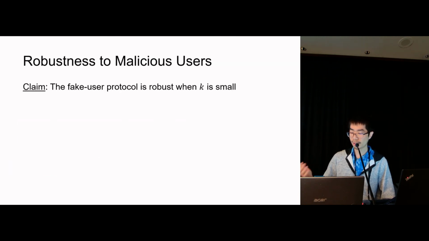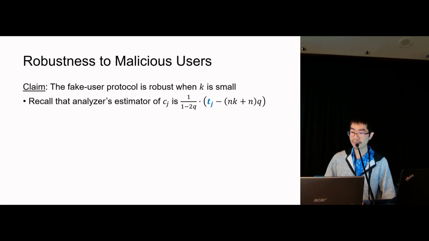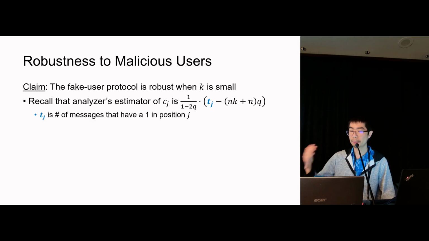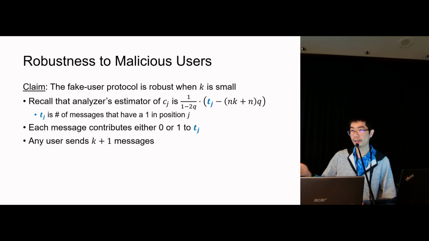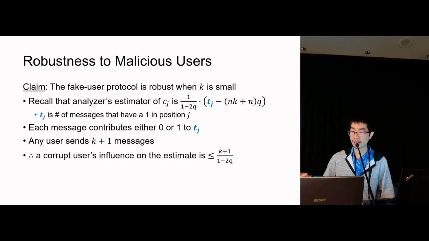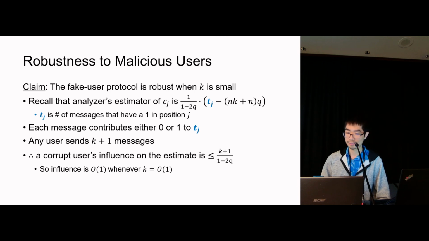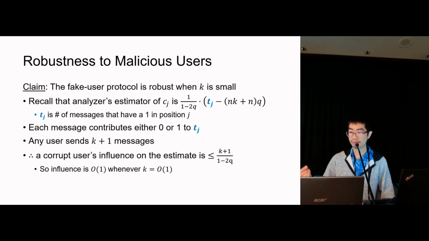So what's the worst that can happen? Well, it turns out our protocol is robust to anything a malicious user can do. And this comes from the fact that we have an estimator that's a linear function of this count, t sub j, where it's the number of messages that have a 1 in position j. And the point is that each message shifts this count by 1, right? It's a count. And any user sends a bounded number of messages, k plus 1 messages. So what this means is that a corrupt user's influence is bounded by k plus 1 times this scaling factor. And so this influence is a constant whenever k is small. Right? So as long as k is small, we have a bounded influence per user.